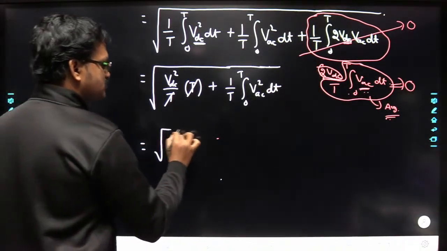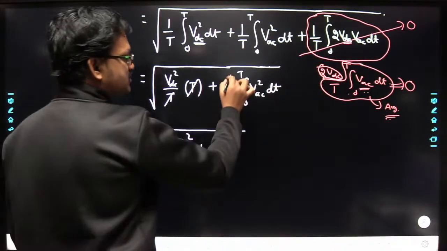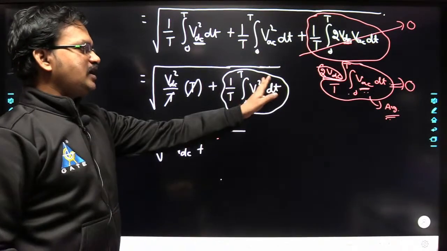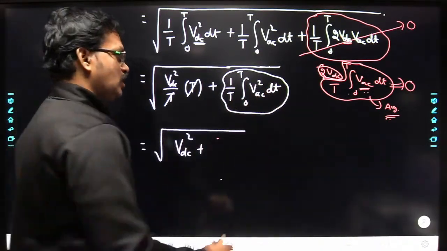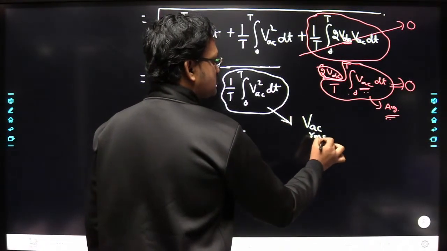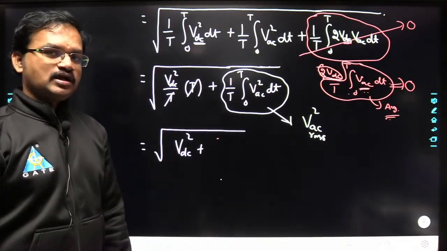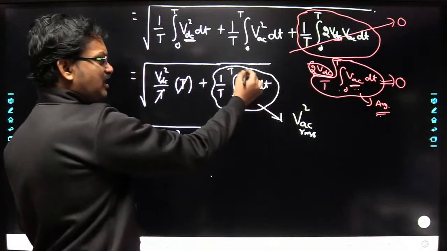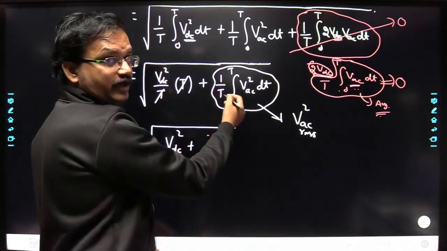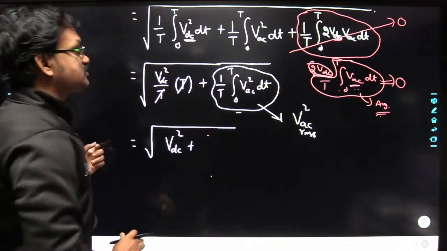Now T will get cancelled, so you can write it as the square root of Vdc square plus 1 by T integral 0 to T Vac square dt. I can represent this as Vac RMS square. See how this is looking like a mean square value, that means the RMS square value.